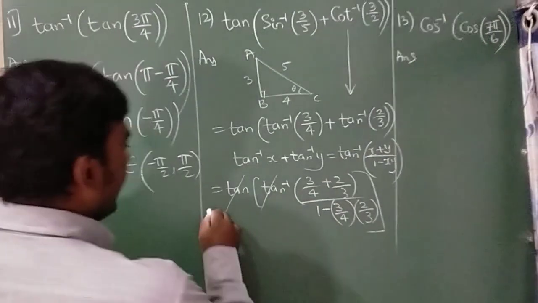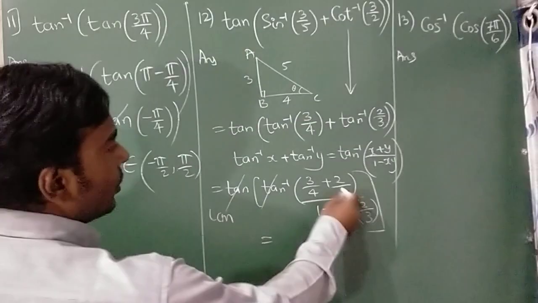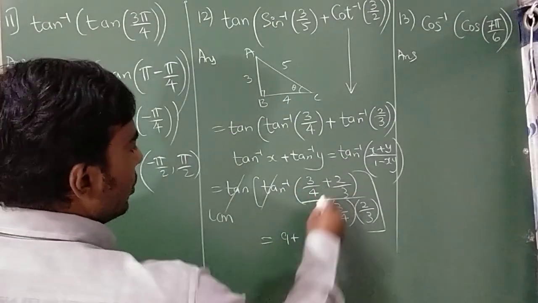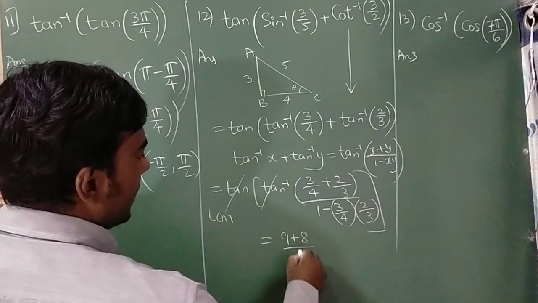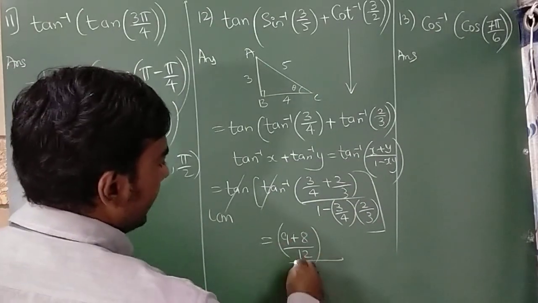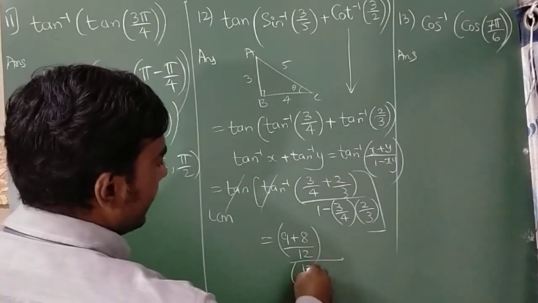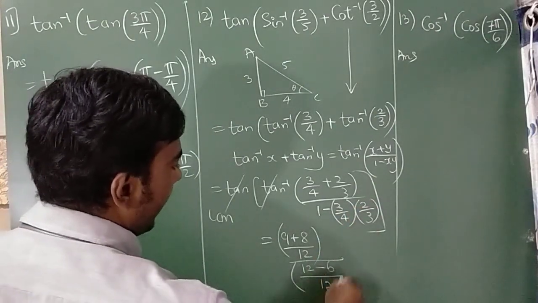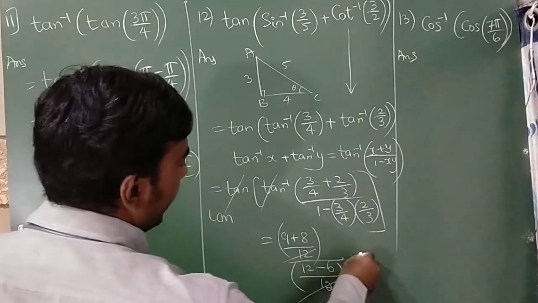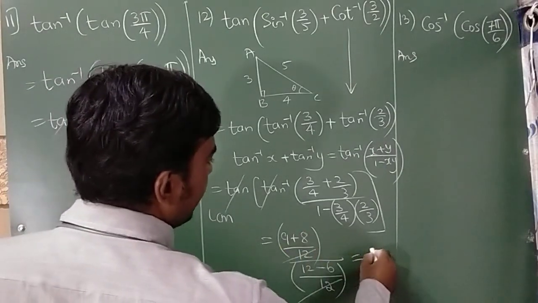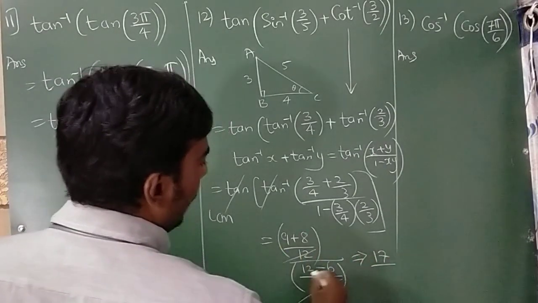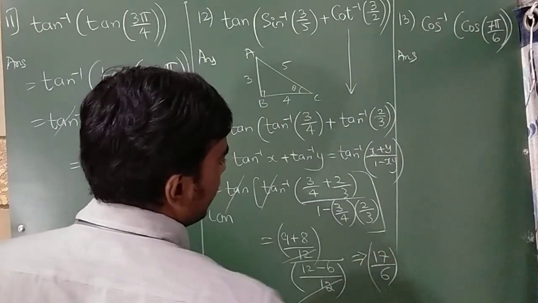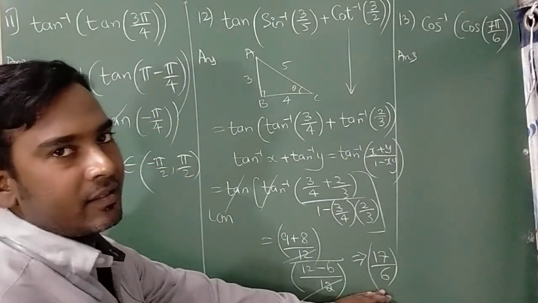Now taking LCM. So 3 3s are 9, 4 2s are 8. Now 3 4s are 12. In the denominator 4 3s are 12. So I will write here minus 3 2s are 6. 3 4s are 12. Fine. This 12 and this 12 get cancelled. So 9 plus 8 is 17. 12 minus 6 is 6. So this is your final answer.